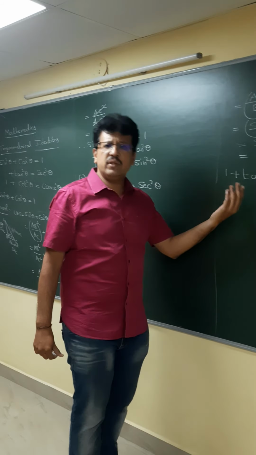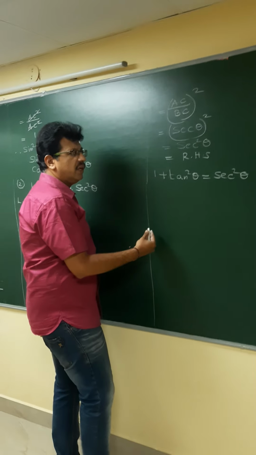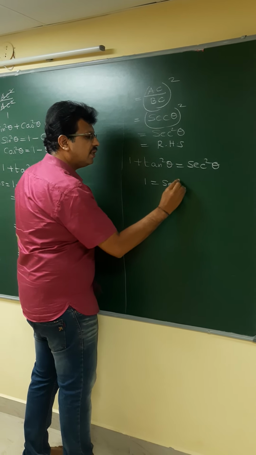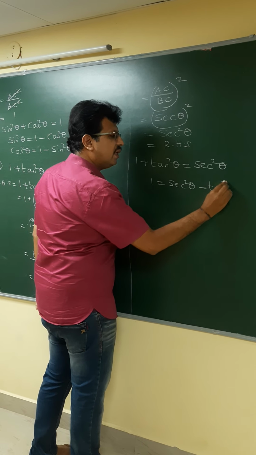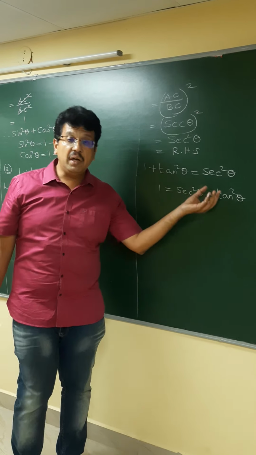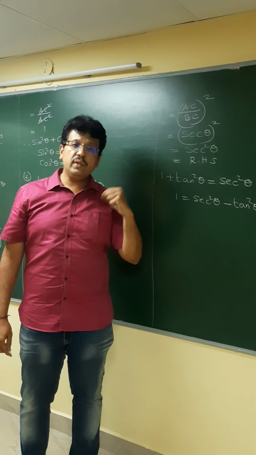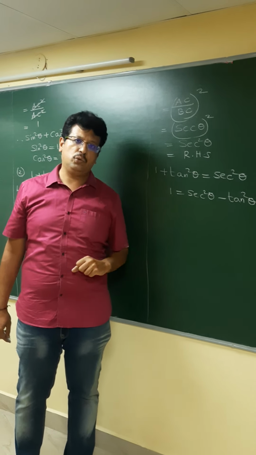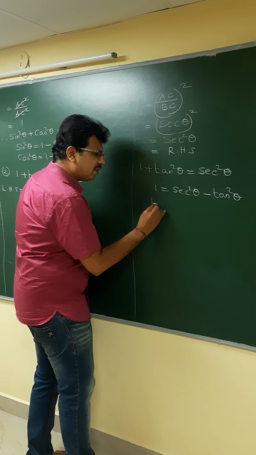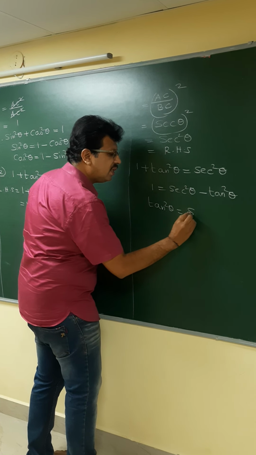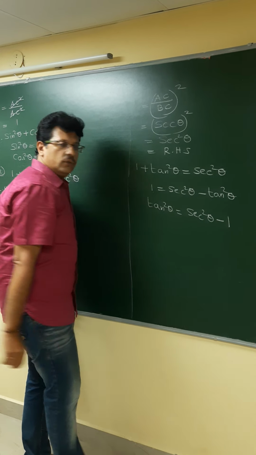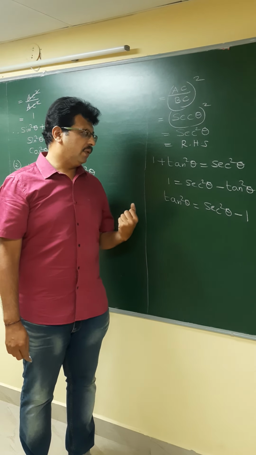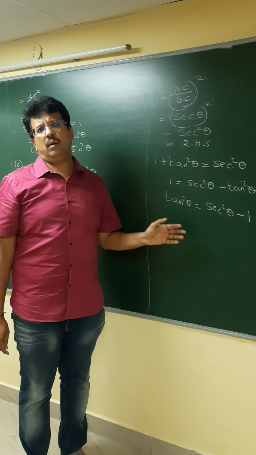See, this identity can be simplified further. What is the simplification? Bring this tan square theta to the right hand side. It becomes 1 equals secant square theta minus tan square theta. You can see this is a very important identity. While solving the sums, you need to substitute it. Secant square theta minus tan square theta you should write as 1. Sometimes you need that to solve it. Or sometimes you can also write this as tan square theta equals secant square theta minus 1. So we need to substitute tan square theta also, and secant square theta minus 1. So these are very very important.